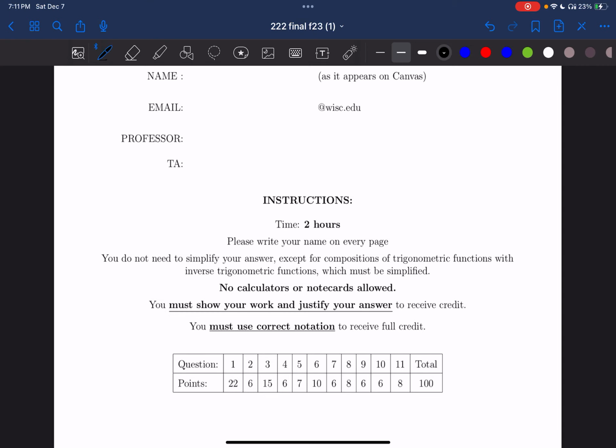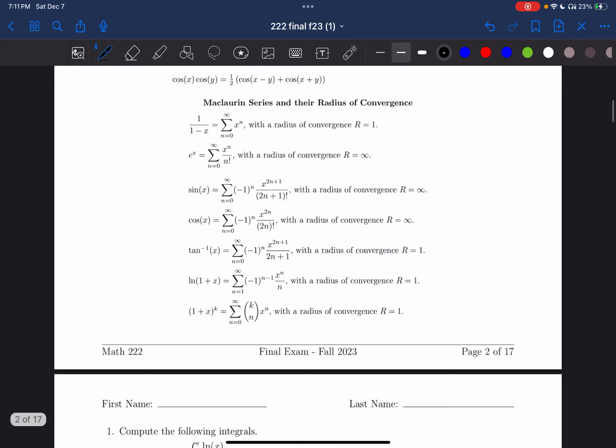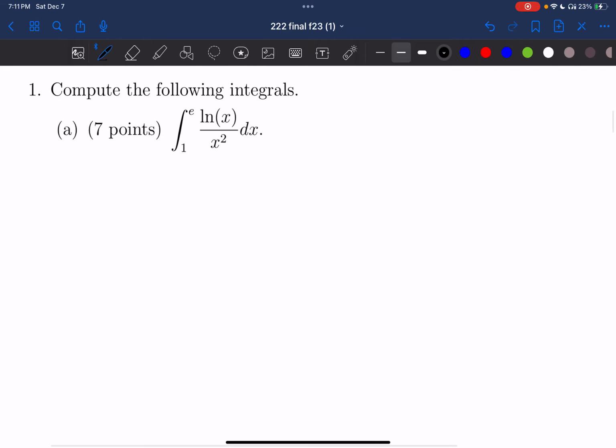This is Calc 2 final of spring 23, I believe. Compute the following integral. So this is a pretty basic integration by parts. Whatever comes first, we'll set as u.